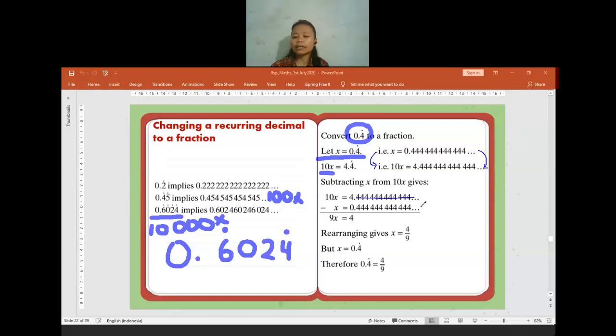So you can just cancel them. Now the things that you can see are only 4 minus 0, which equals 4. And then 10x minus x equals 9x. So x equals 4 by 9. And you know that x before is 0.4. So from here, we get that 0.4444 and so on equals 4 by 9.